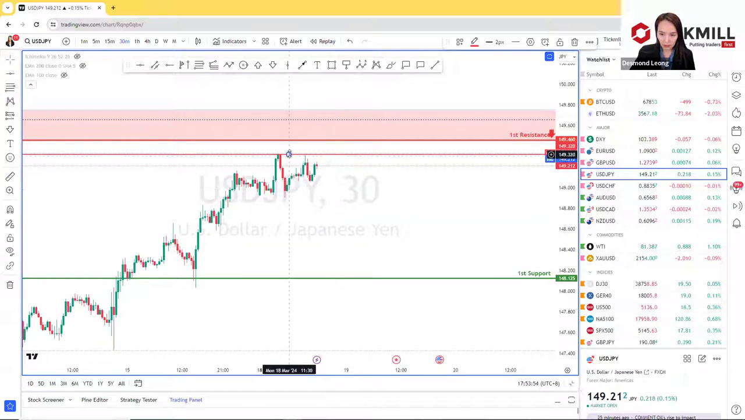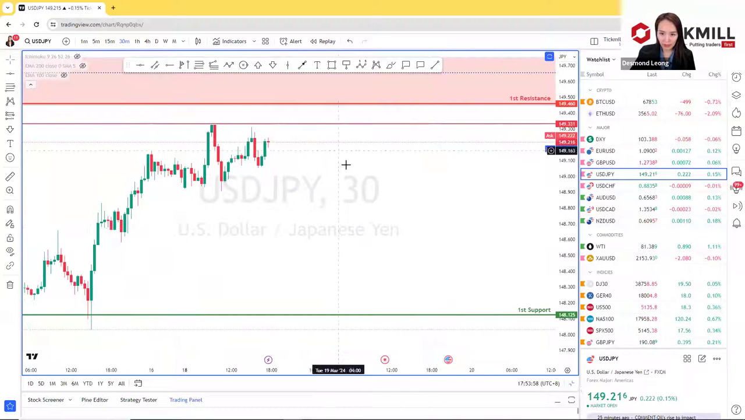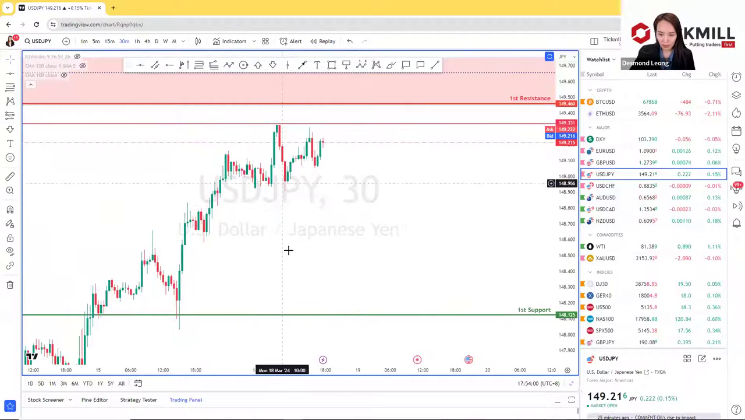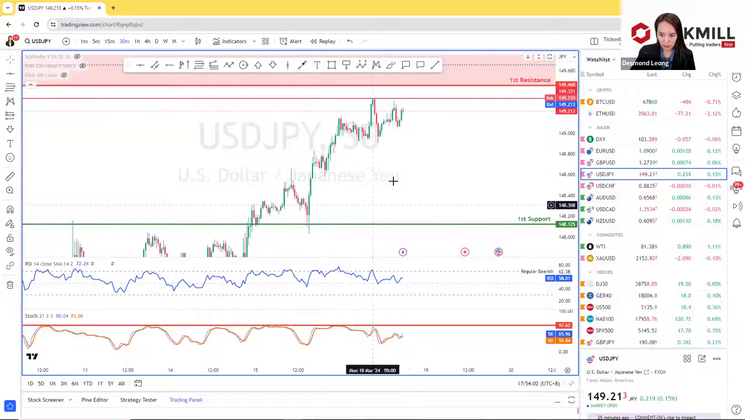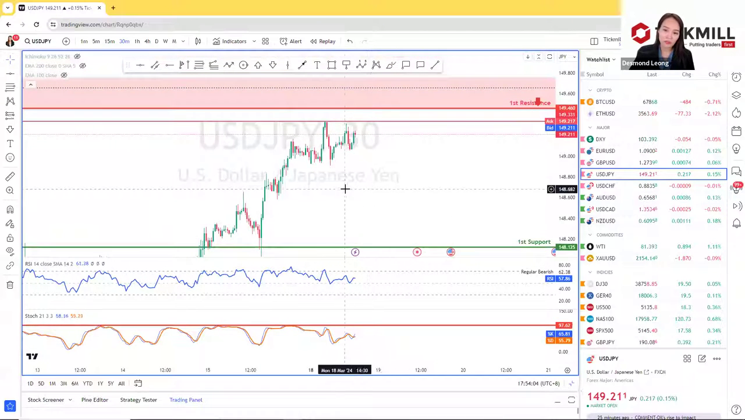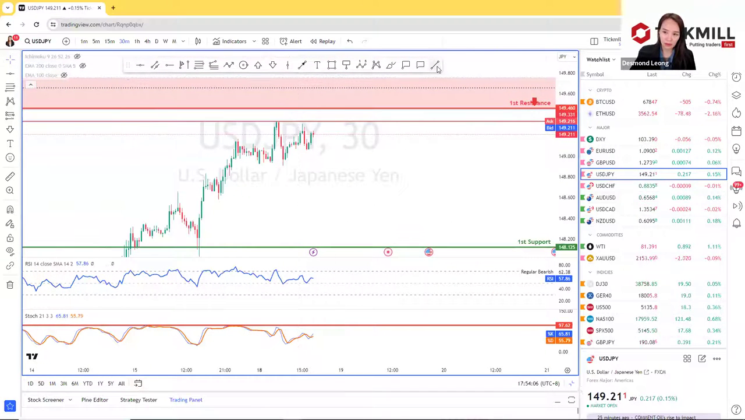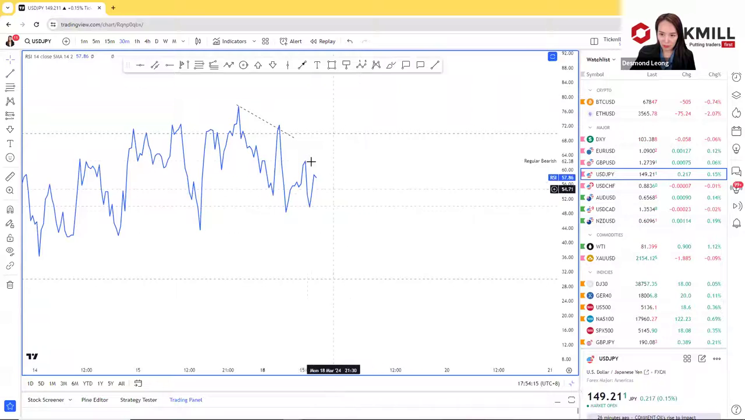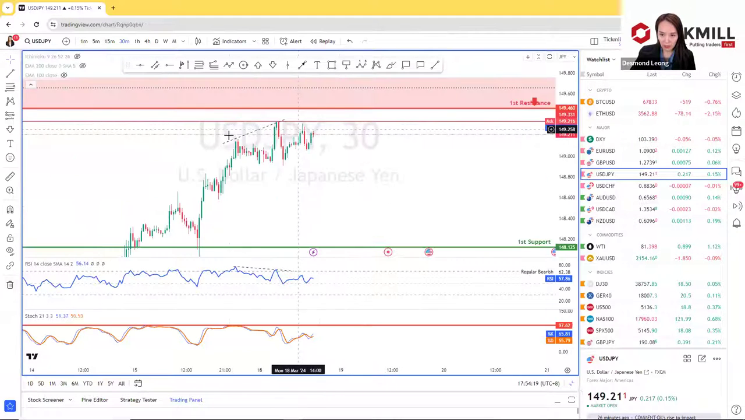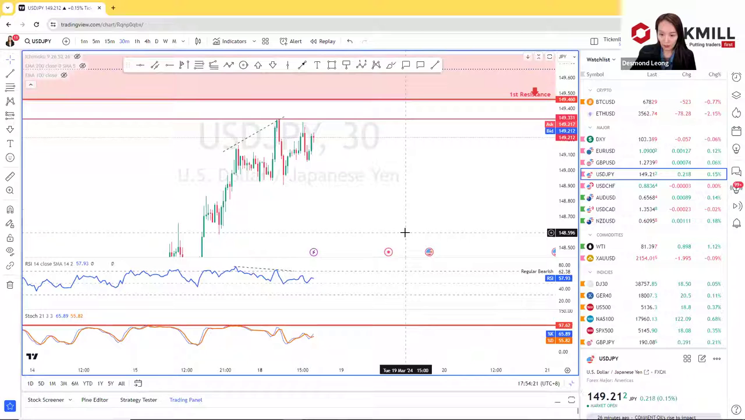Okay, let's say you want to scalp. I go to the lower time frame right here. You can see on M15 the price goes up here, and there is a bearish divergence versus the RSI. You can double click to make it bigger. You can see price makes a higher high and then the indicator makes a lower high.